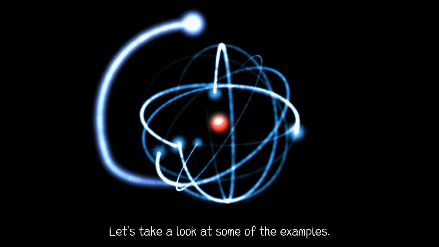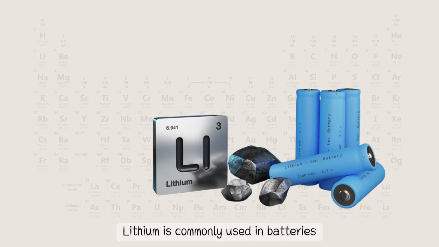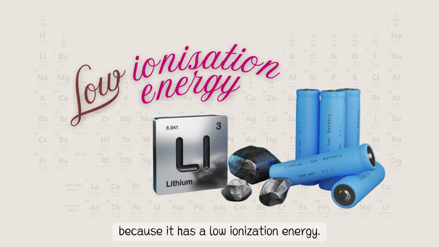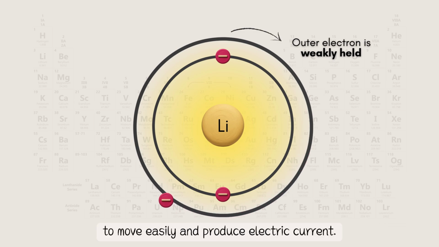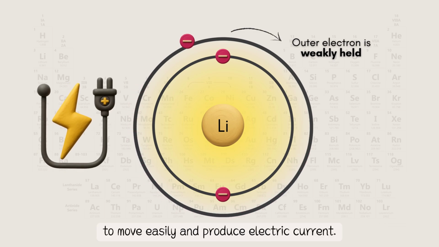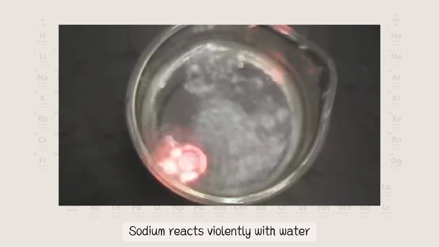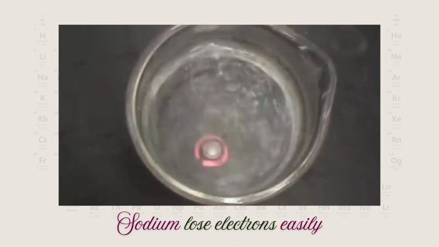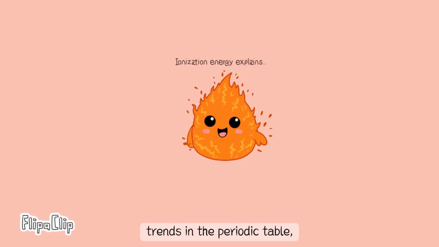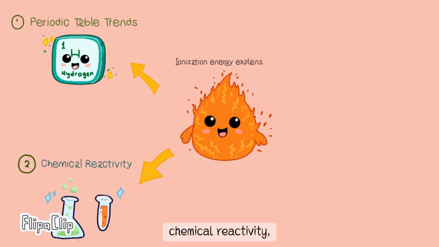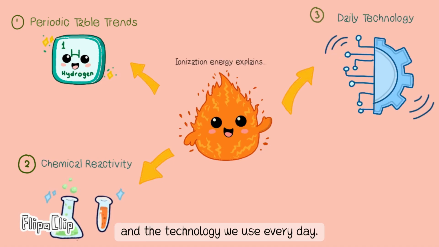Let's take a look at some of the examples. Lithium is commonly used in batteries because it has a low ionization energy. Its outer electron is weakly held, allowing electrons to move easily and produce electric current. Sodium reacts violently with water because it loses electrons easily. To conclude, ionization energy helps explain trends in the periodic table, chemical reactivity, and the technology we use every day.